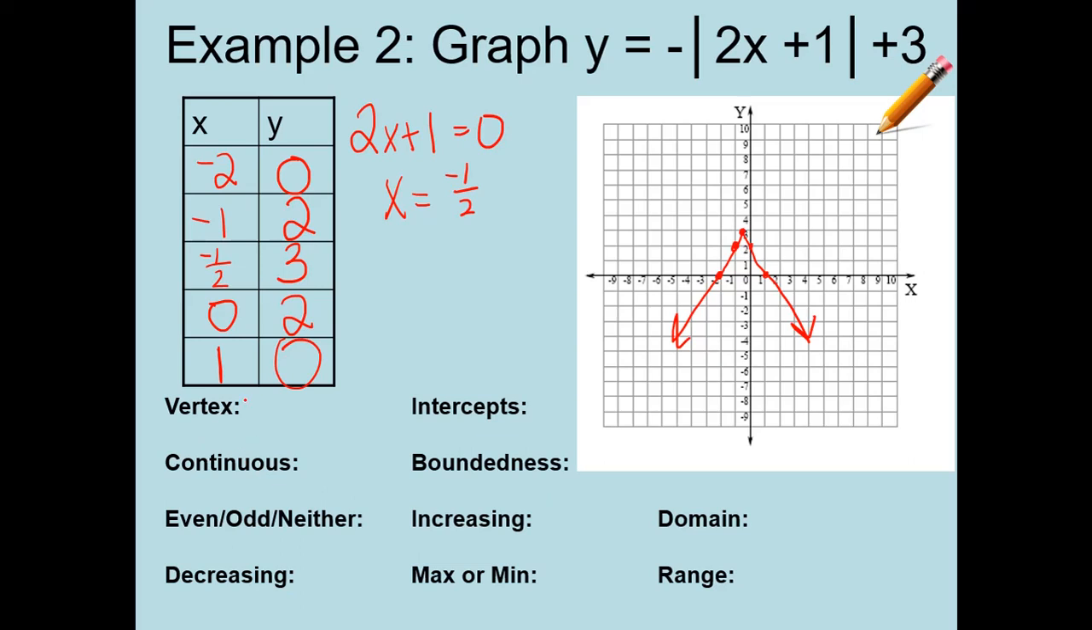Vertex. His vertex is, well, in the middle, so that's -1/2, 3. Intercepts. Well, he crosses at -2, 0. 0, 2. And 1, 0. It looks like. Is he continuous? Yup. Bounded. Well, I can't draw a line on the bottom like last time, right? But I can draw a line up top. So he is bounded above.